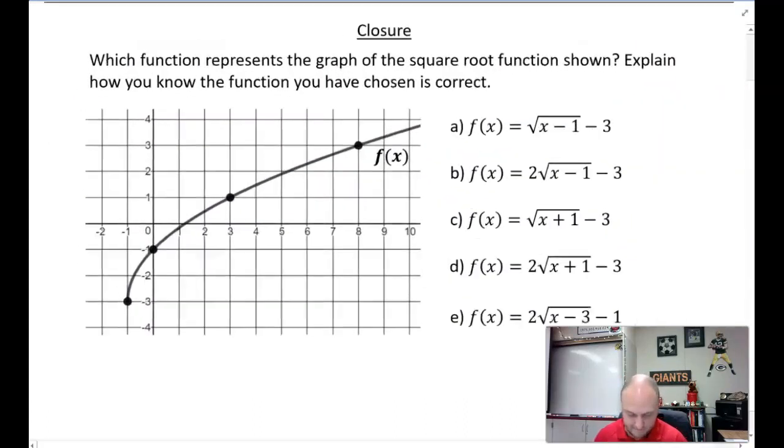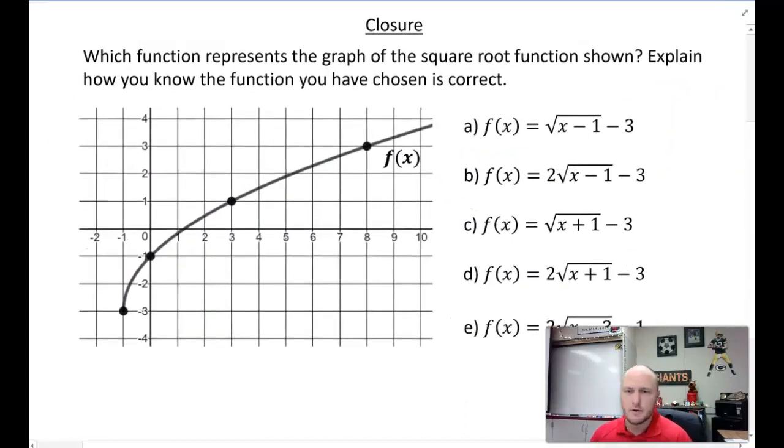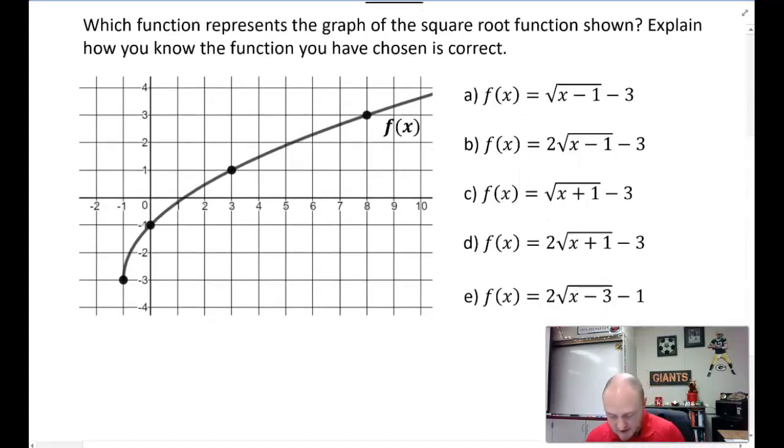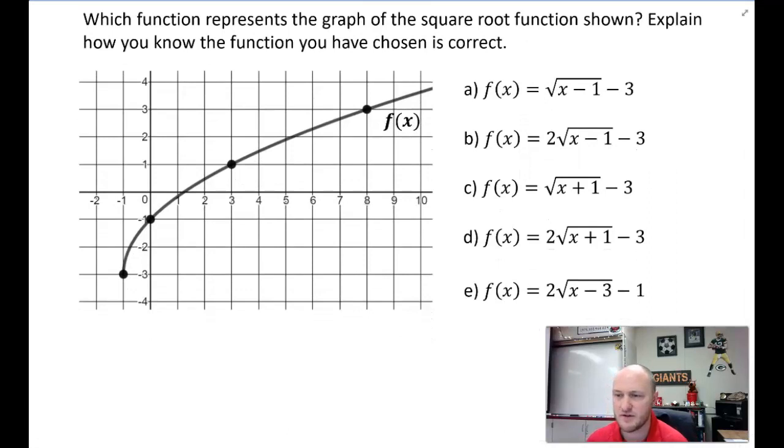Closure. Which function represents the graph of the square root function shown? Explain how you know you have chosen the correct answer. So go ahead, please look at this function and identify what's the correct function. Is it A, B, C, D, or is it E? Pause the video, give it a go, and I'll show you the answer here in a second.